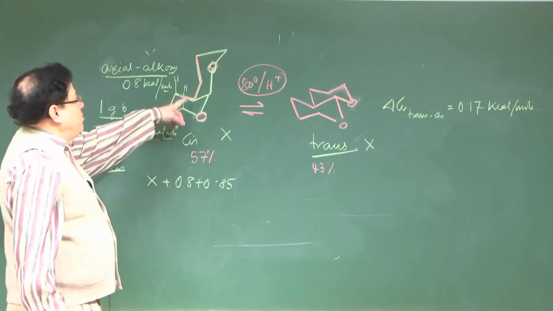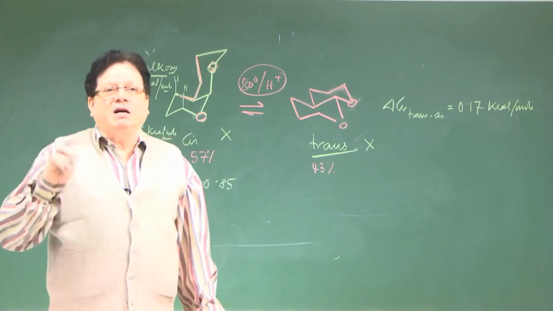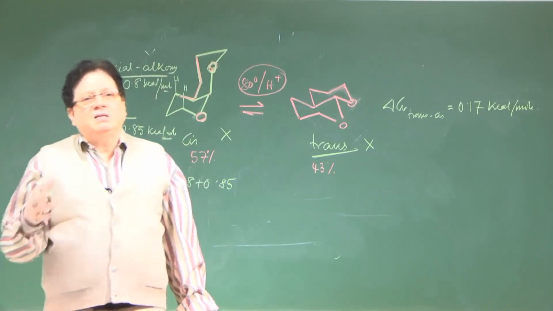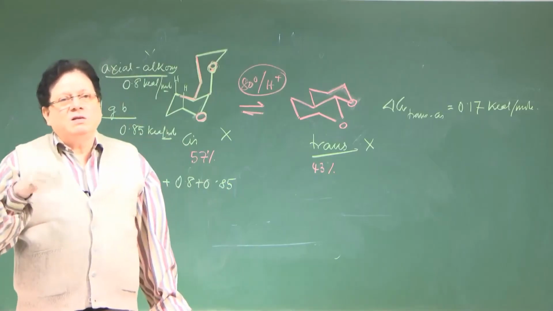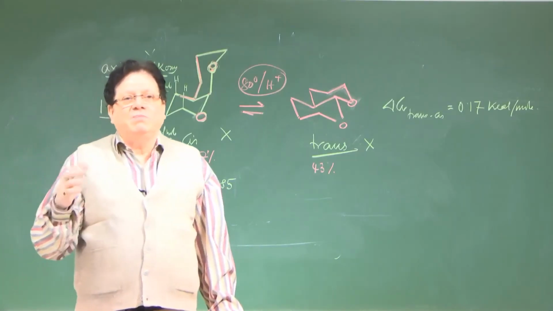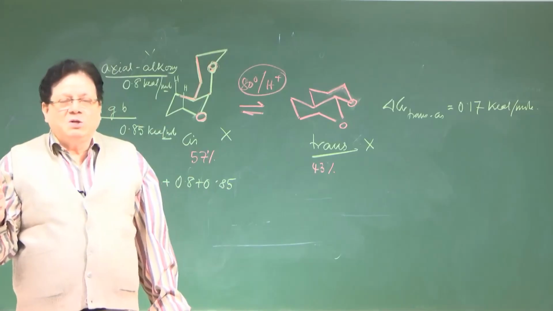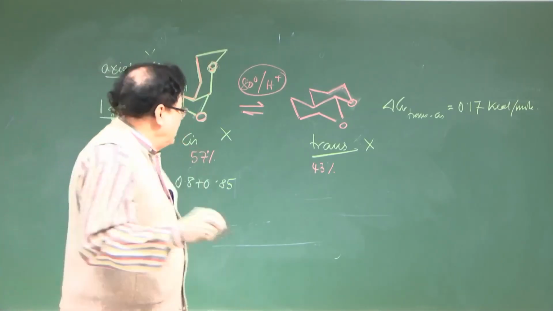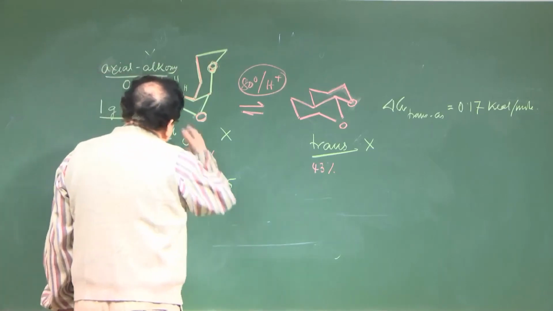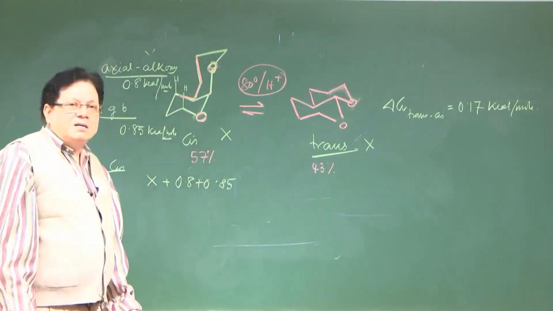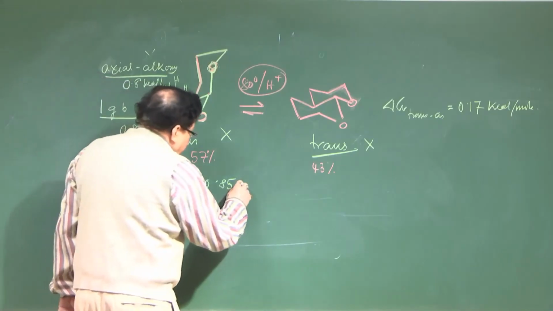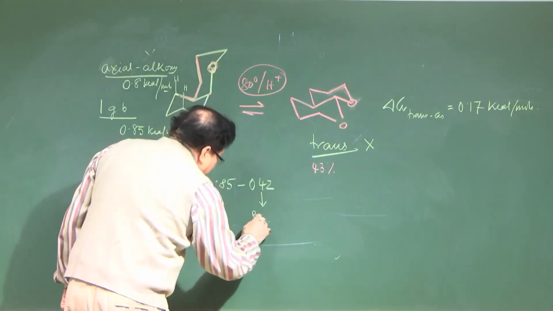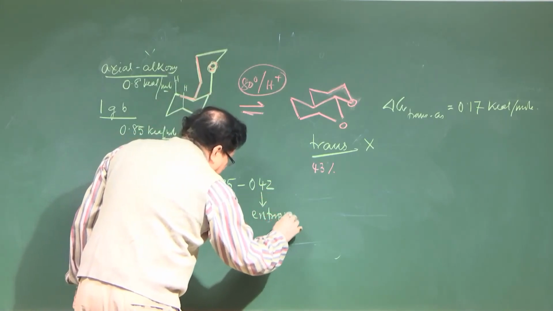Now, there is another interesting point: because it is a cis ring junction, cis-decalin can exist as two conformers, one being the mirror form of the other, and they are present in 50-50 amounts. That means there will be an entropy of mixing, which has to be deducted, and that entropy of mixing gives a value of about 0.42.